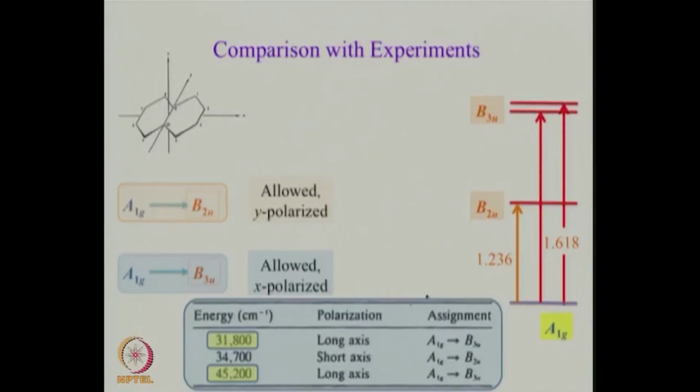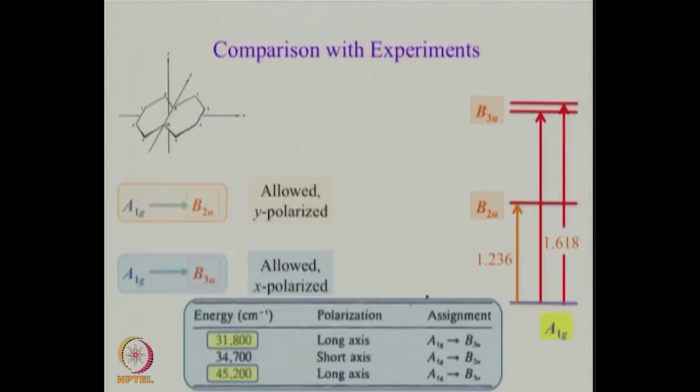It is not true, actually. So, what we see is that first of all, you do not have these 2 degenerate transitions. You actually have 3 transitions, and the short axis polarized transition, which you expect to be the lowest energy transition, is actually a transition of intermediate energy.